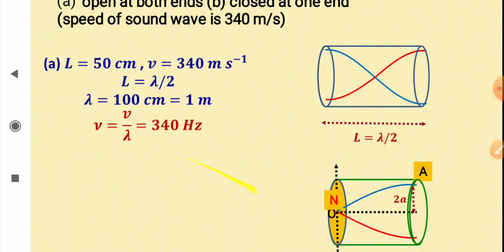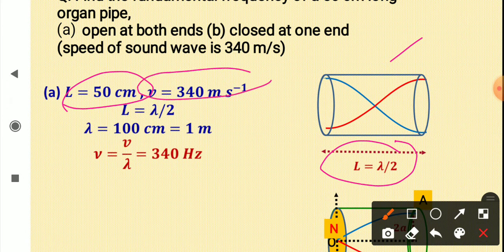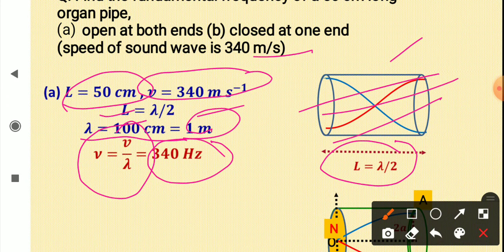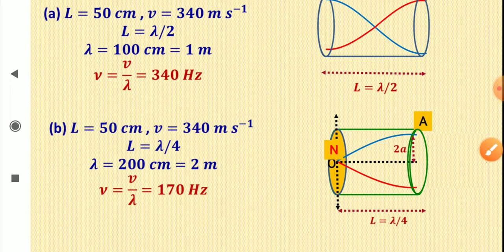And so for the first one, L is equal to 50 centimeter, it is given, and velocity V is also given to you. So L is equal to lambda by 2, or lambda is 100 centimeter, which is 1 meter, and frequency will be equal to velocity upon wavelength. So 340 upon 1, or 340 hertz. So the fundamental frequency or first harmonic for this organ pipe is 340 hertz.